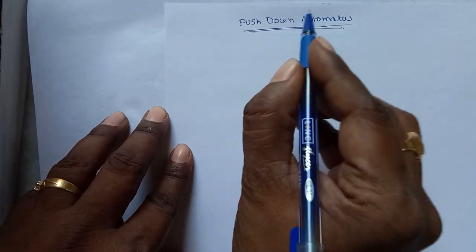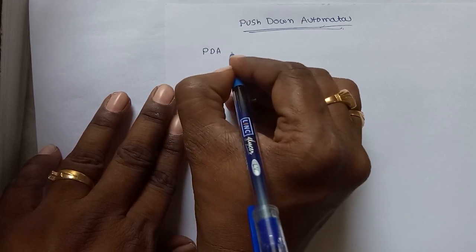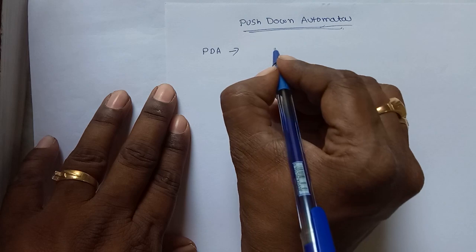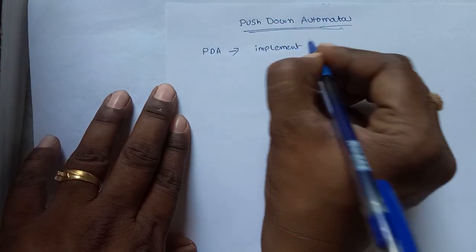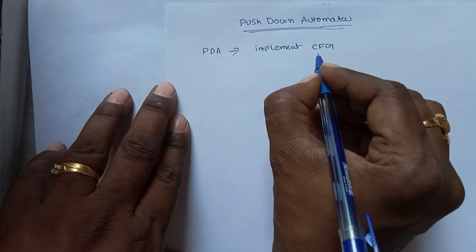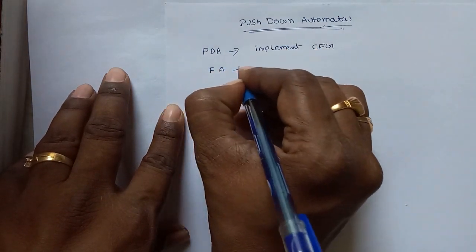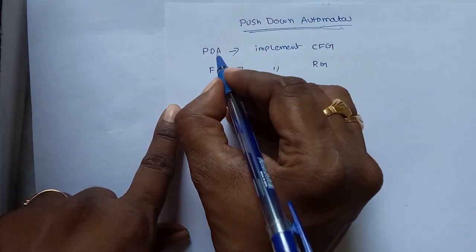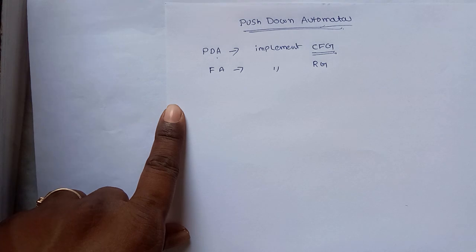Today we will discuss push down automata. Push down automata is simply a way to implement context free languages or context free grammar. That is, by using push down automata we are implementing context free grammar. Suppose by using finite automata we are implementing regular grammar. In the same way, by using push down automata we are implementing context free grammar.